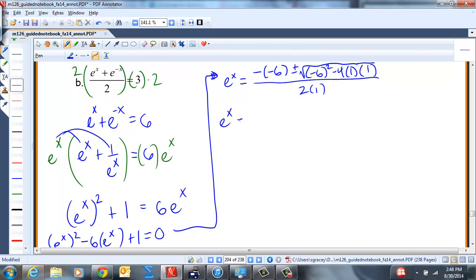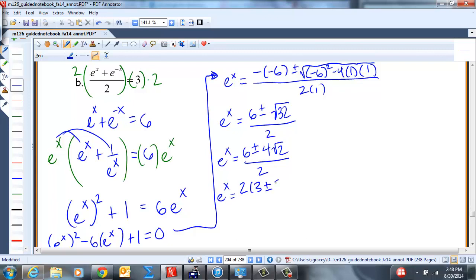So e to the x equals 6 plus or minus, that'll be what, 36 minus 4 is 32 all over 2. So e to the x equals 6 plus or minus, 32 is 16 times 2, and the square root of 16 is? Good, 4. So we get 4 root 2 all over 2. So e to the x is, I can factor out a 2 from the numerator, and I get 3 plus or minus 2 root 2 all over 2. So these 2's are going to divide out, and you get 2 expressions for e to the x.